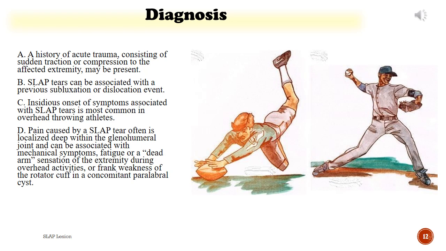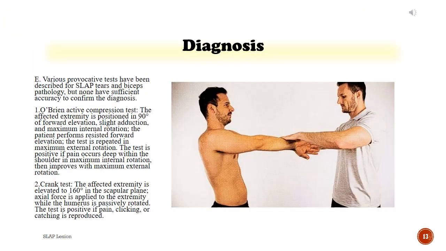D. Pain caused by a SLAP tear often is localized deep within the glenohumeral joint and can be associated with mechanical symptoms, fatigue or a dead arm sensation of the extremity during overhead activities, or frank weakness of the rotator cuff in a concomitant paralabral cyst. Diagnosis. Various provocative tests have been described for SLAP tears and biceps pathology, but none have sufficient accuracy to confirm the diagnosis.